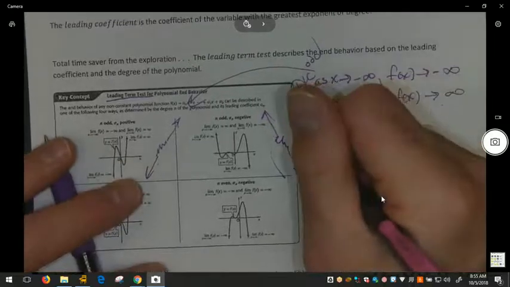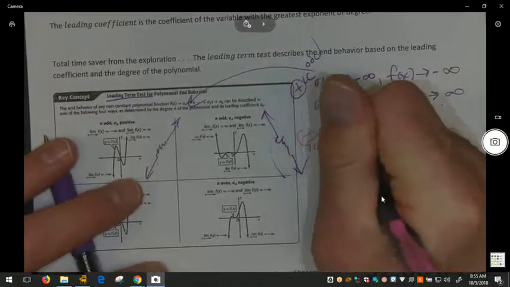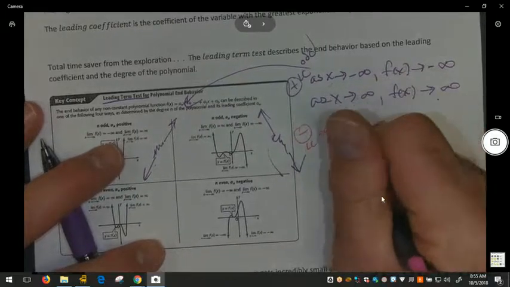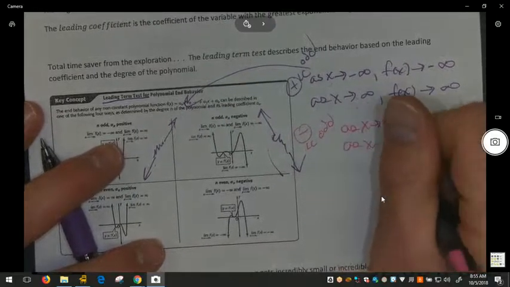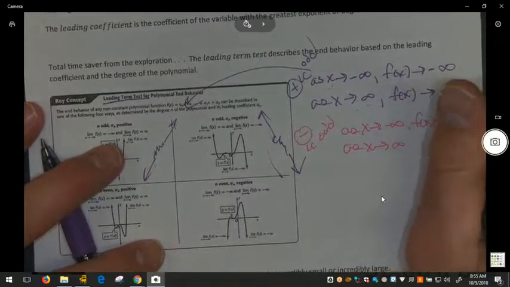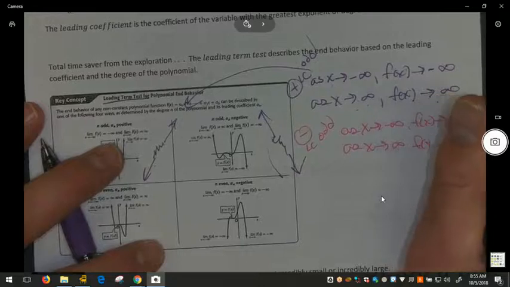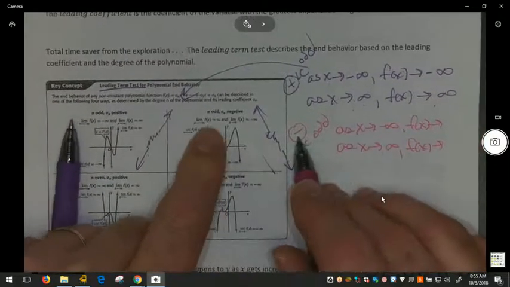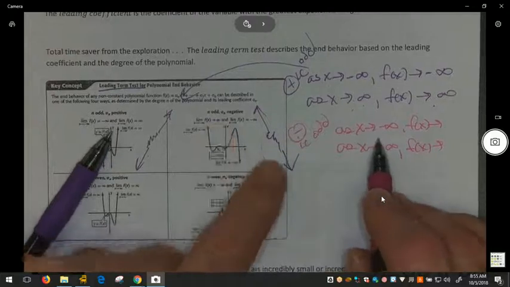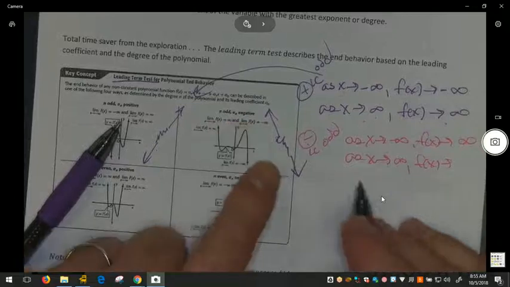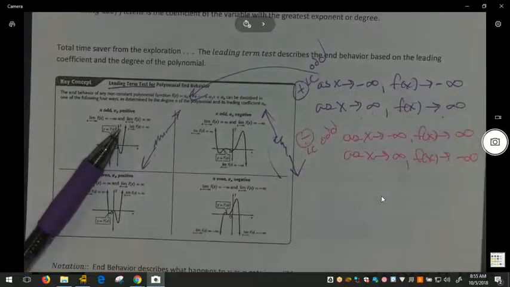Whereas for negative lead coefficient for odd, as x approaches negative infinity, or as x goes to the left infinitely and to the right infinitely, what happens to the height of the graph, or the output f of x? Well, when we have a negative lead coefficient on an odd degree polynomial, as you go to the left, the height goes up infinitely. As you go to the right, it goes down infinitely.